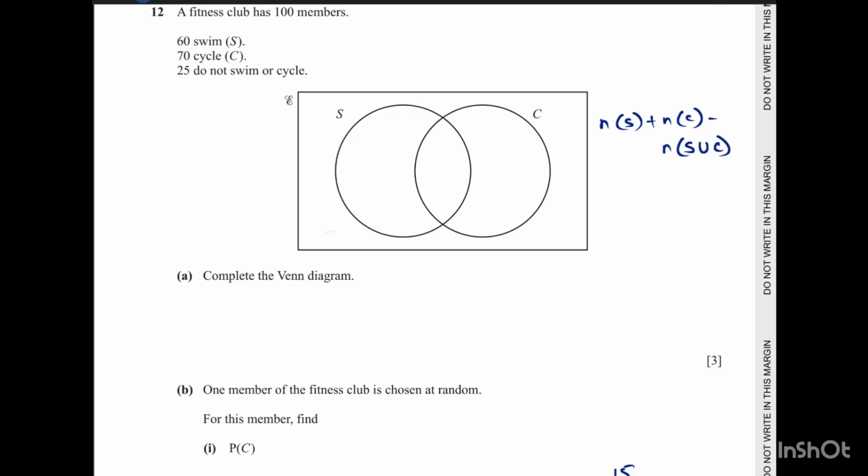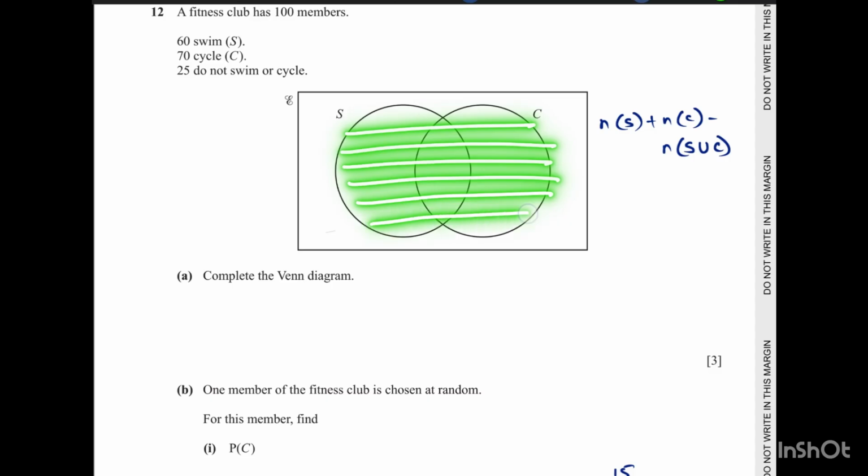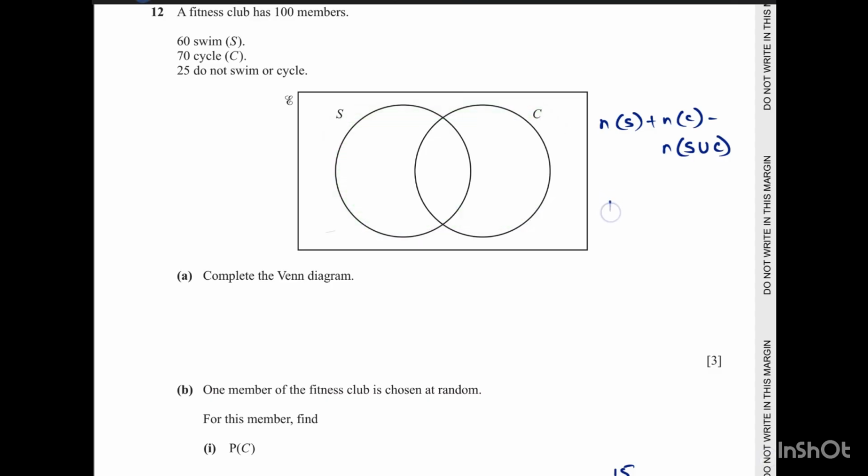So how do we find the number of people who are swimming or cycling, this whole part? From the complete 100 members, if I subtract the members who do not swim or cycle, I get the union part. So N of S union C will be 75. So the number of students who swim and cycle both will be equal to 130, that is N of S plus N of C, minus 75. So let me write that first.